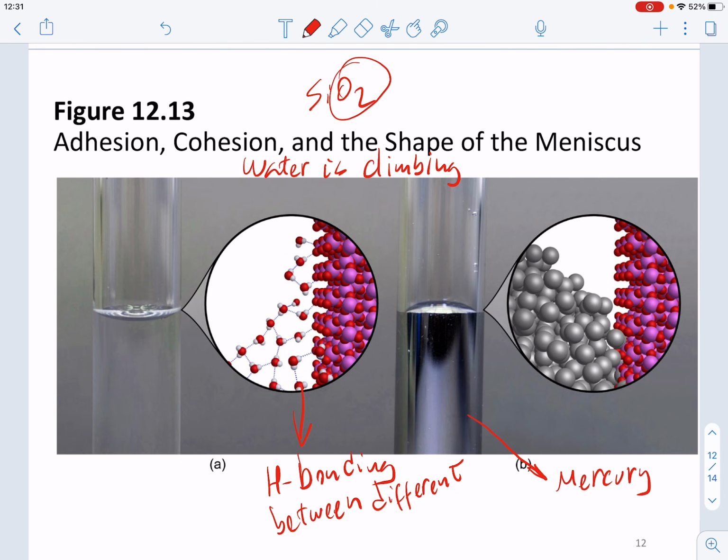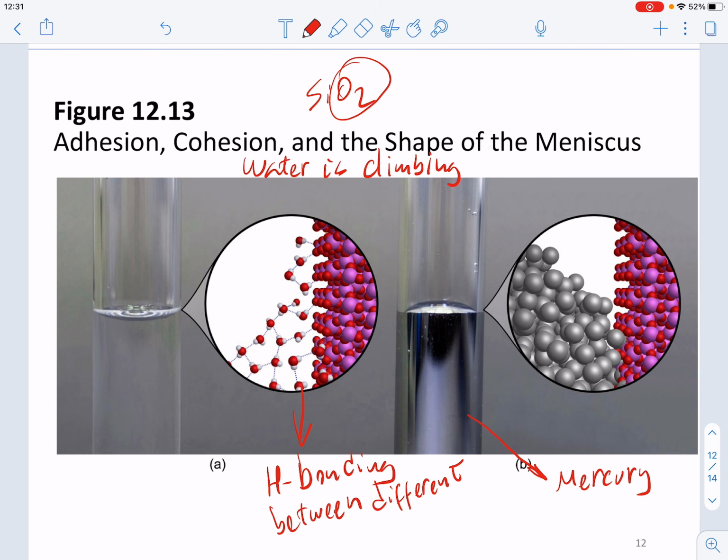Now mercury is an atom, right? It's a metal, it's a liquid metal, it's a large atom, therefore it's very polarizable. Therefore between the mercury atoms there are strong dispersion forces as intermolecular forces. But it's just dispersion, it's non-polar, right? It doesn't have hydrogen, it's just a single atom here. So there are no very strong intermolecular forces between mercury and the glass walls in that tube.